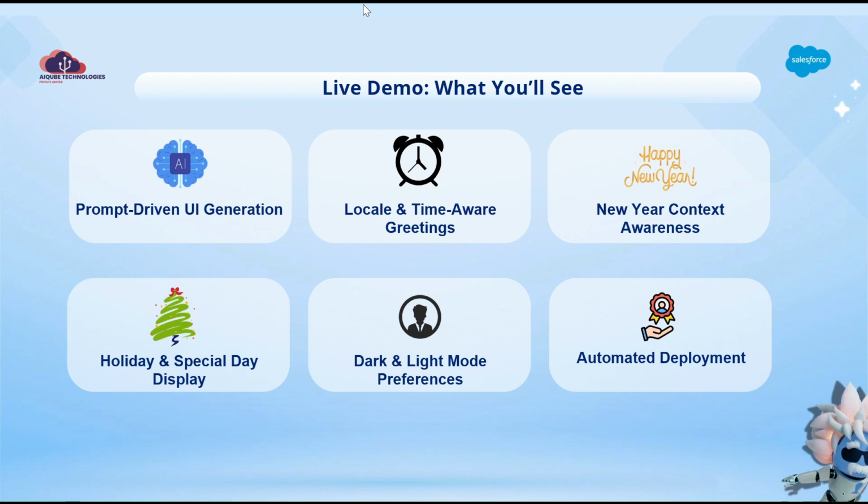Fourth, holiday and special day display. The solution highlights regional holidays and special days, enabling culturally relevant user experiences across geographies. Fifth, dark and light mode preferences. Agentforce Vibe also enables us to define user-selectable dark and light modes, aligned with modern Salesforce UX expectations. Sixth, automated deployment. Once generated, the metadata was validated and deployed directly, demonstrating how Agentforce Vibe shortens the build-to-deploy lifecycle.